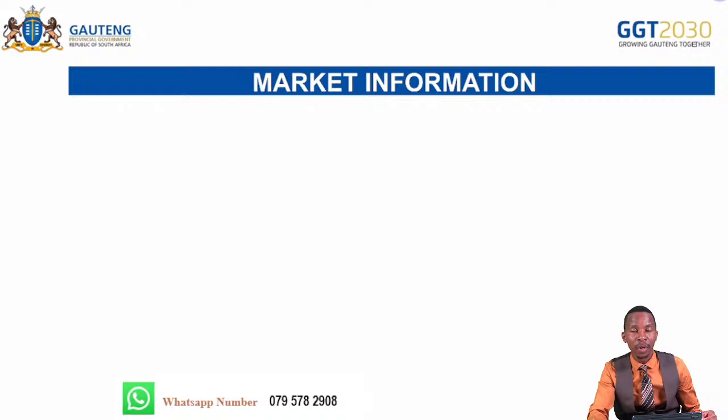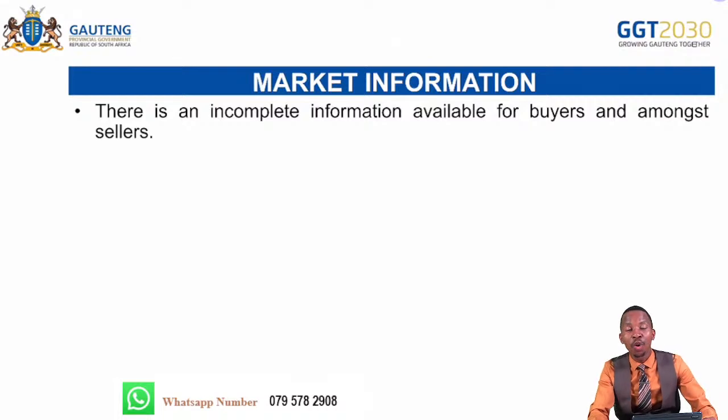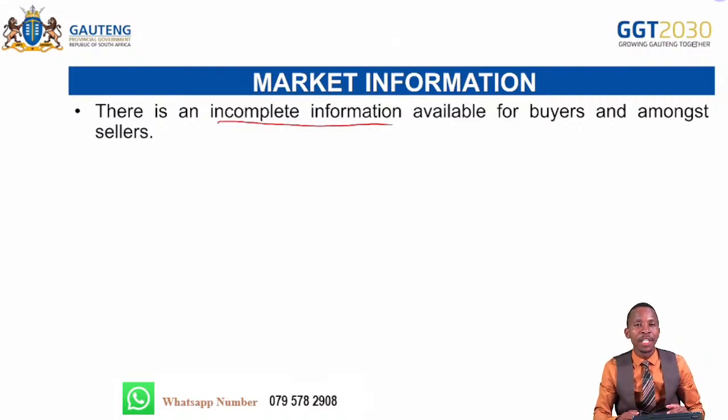Market information. We have said before that the market information for firms under monopolistic competition is imperfect or incomplete. Firms do not provide their information to their competitors because they might use that information against them to win over their consumers. There is incomplete information available for buyers and amongst sellers. So in this kind of market structure, the information is not completely free or simply accessible, or perfect or complete. The information is incomplete because firms or sellers use it as confidential information to win over competitors.